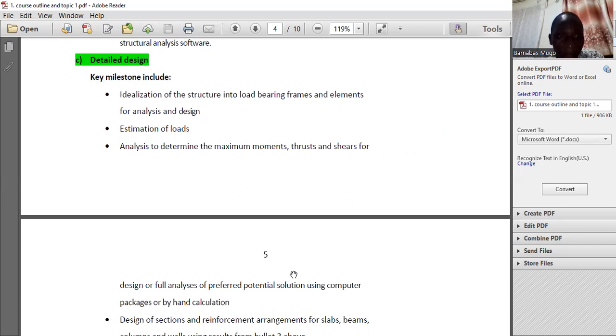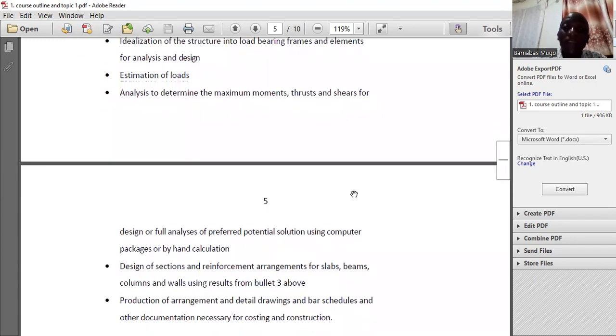For example, you need to have the idealization of the structure into load bearing frames and elements for analysis and design. Then you need to know how to estimate the loading, that is the live load and also the dead load. You also need to carry out analysis to determine the maximum moment and the thrust. We know that the moment is the force times the perpendicular distance from the point of action. You need to know the thrust, the force, the shear, the tension, all those things, and you need to know how to analyze them.